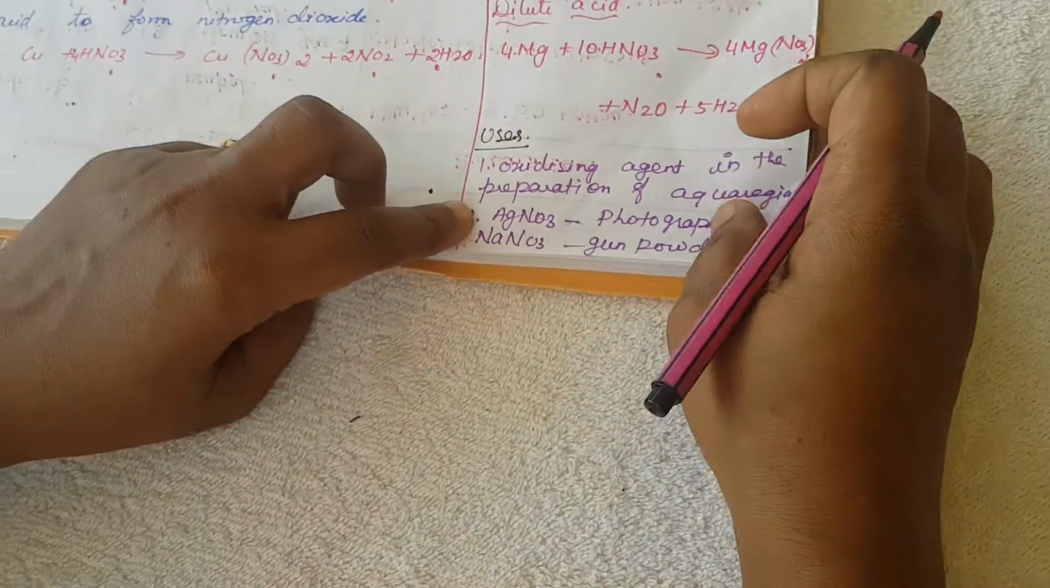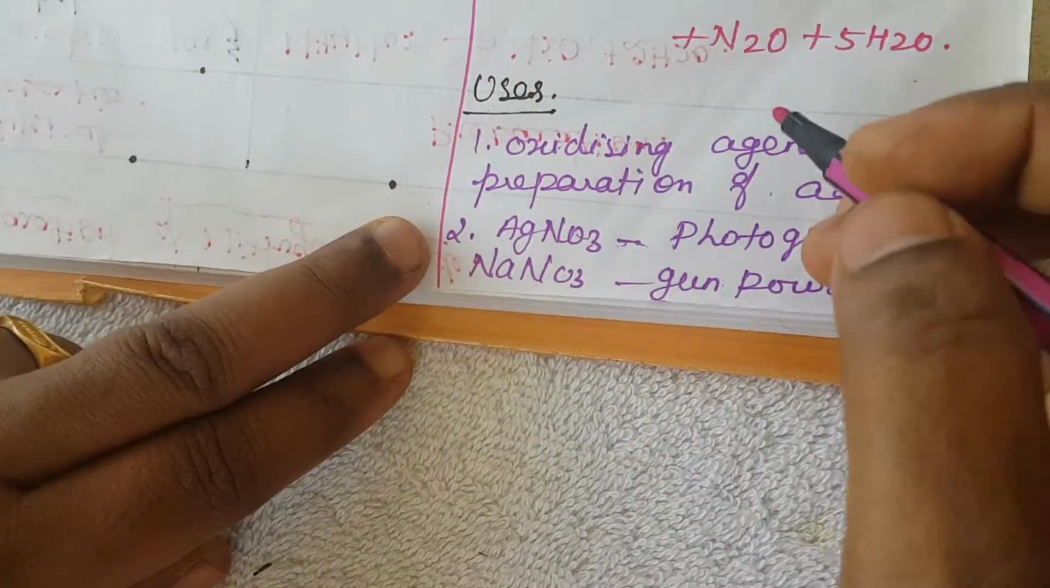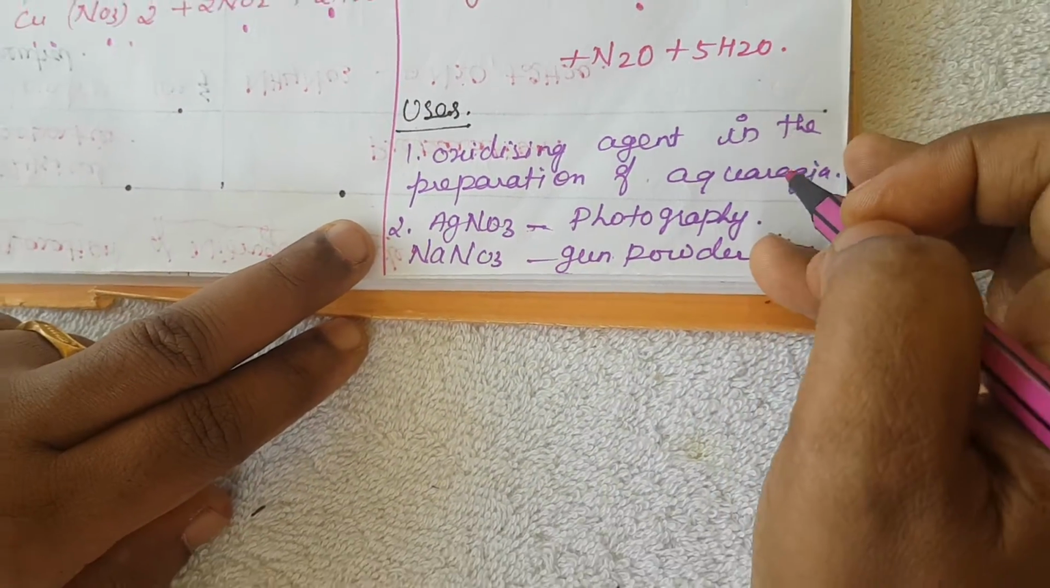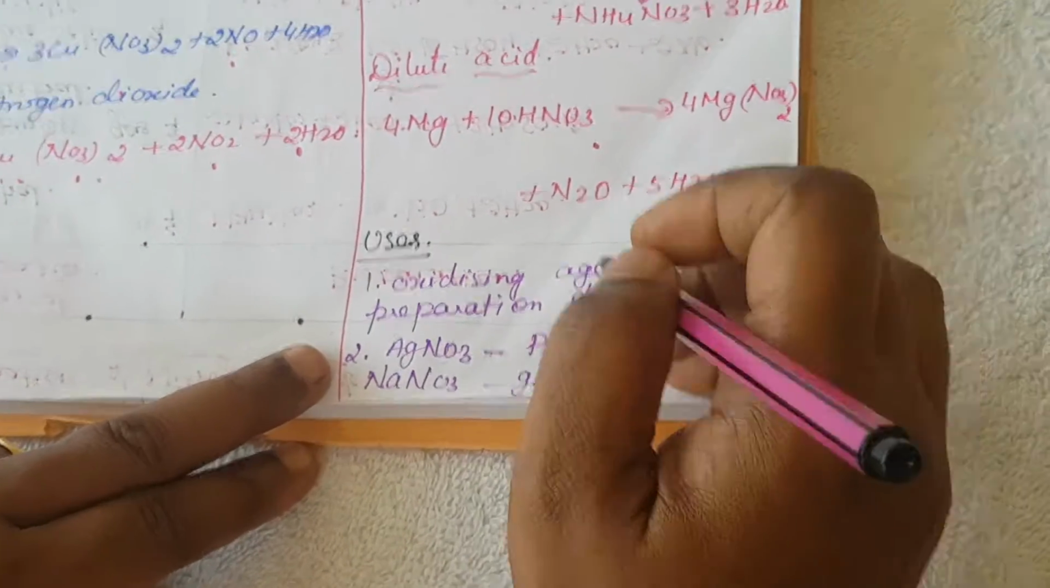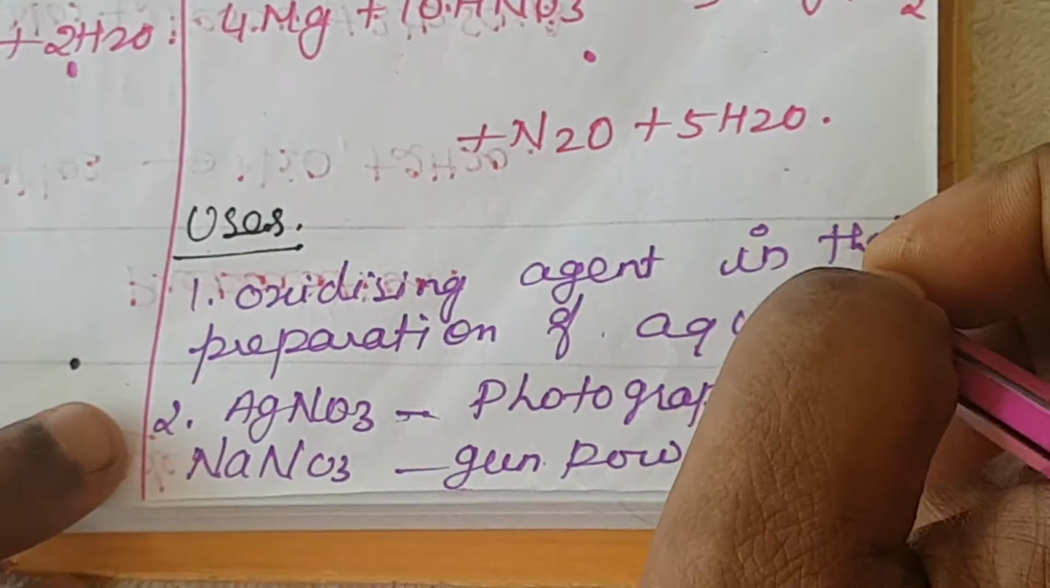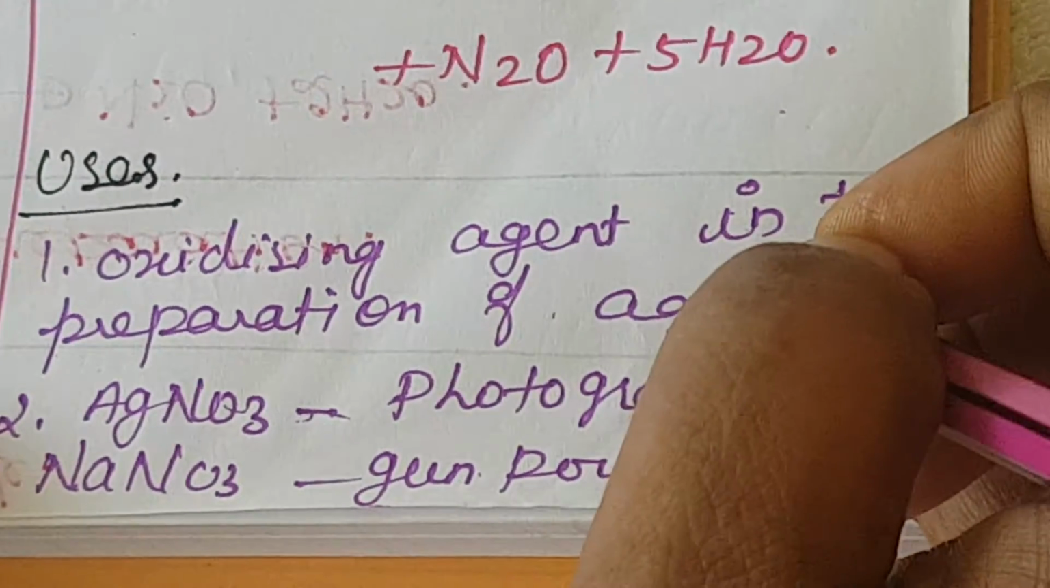Next one is, what are the uses? It is the oxidizing agent in the preparation of aqua regia. Gold will dissolve in the aqua regia. So this use is as an oxidizing agent. It is used as the oxidizing agent in aqua regia.